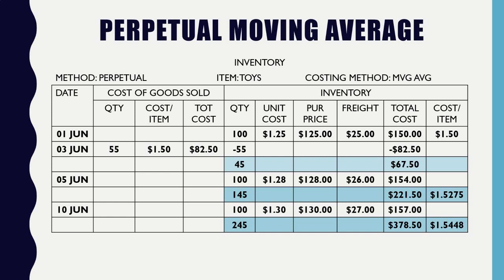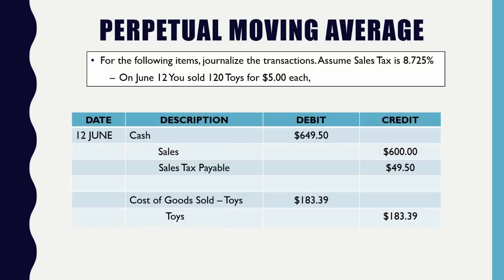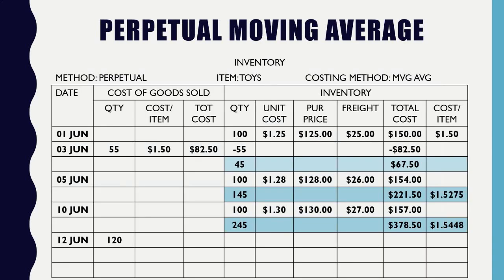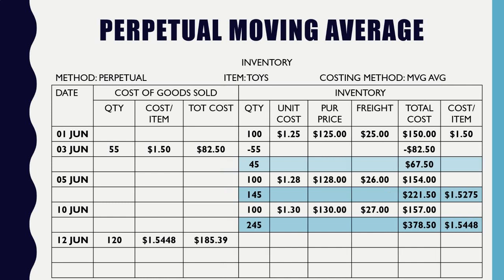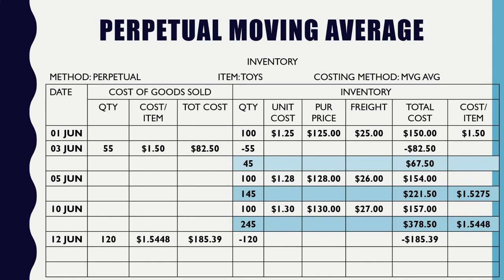You are constantly calculating your average cost per item. Okay? So now that I have 245 units available to sell, I go ahead and sell 120 toys. So in this case, there you go. I put 120. My average cost per item right now is $1.5448. So therefore, I'm going to put that there and calculate what that cost is. So that gave me $185.39. So you're going to subtract that out.